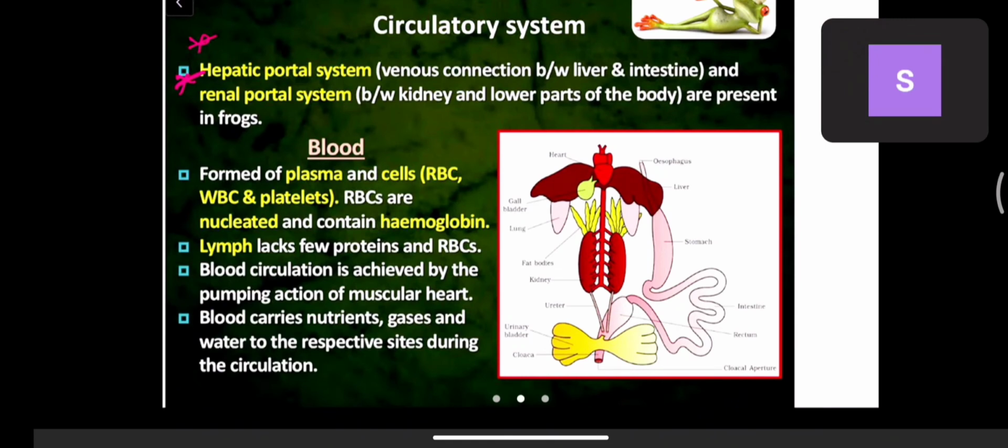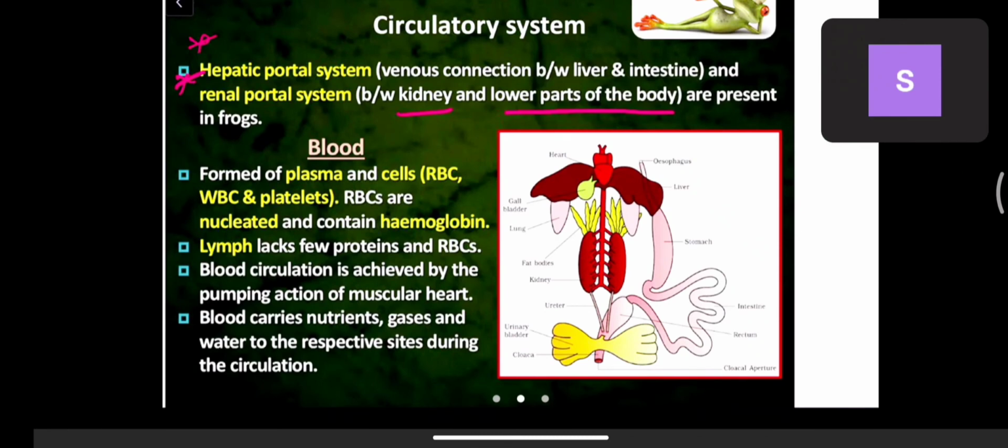What is renal portal system? Connection between kidneys and the lower parts of the body. Are you able to understand? If the kidney is connected to lower parts of the body, then that type of connection we can call a renal portal system. So hepatic portal system and renal portal system, both are present in the case of frogs. Clear? That's it.